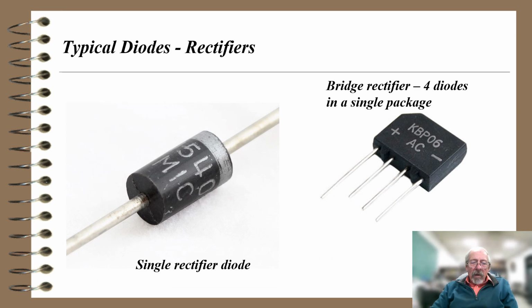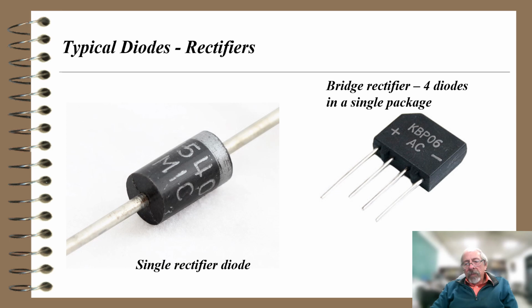So here's some typical diodes, rectifier diodes. There's a single rectifier diode on the left-hand side. Of course, it's blown up. Basically, the size of that thing is probably an eighth of an inch in diameter. On the right-hand side, we have a bridge rectifier, which has 4 of those diodes on the left-hand side put into a single package.